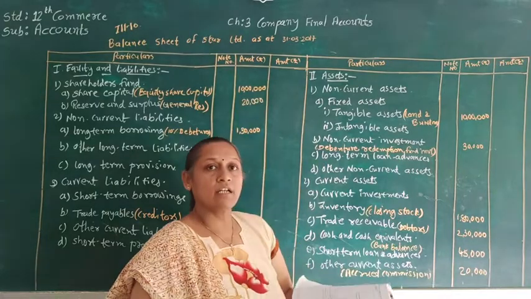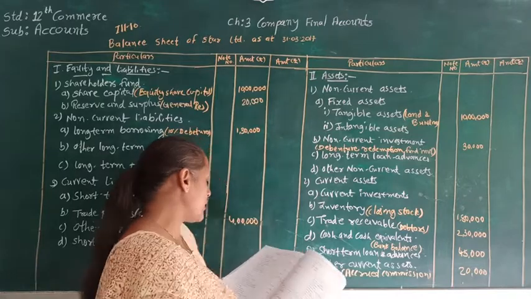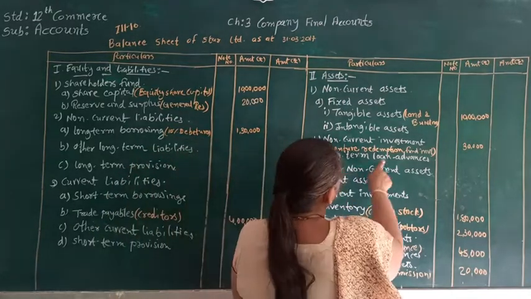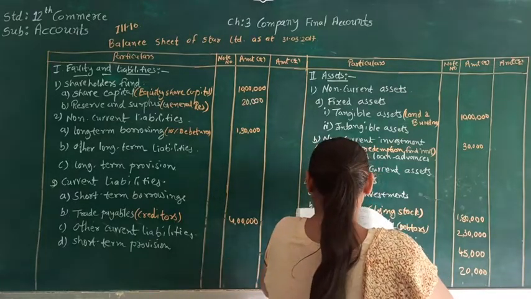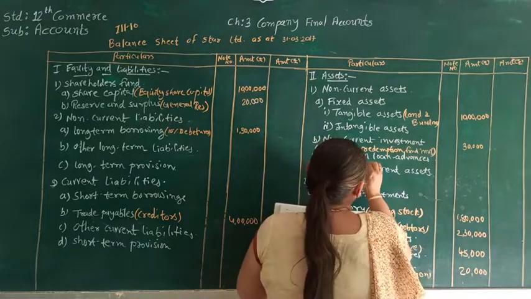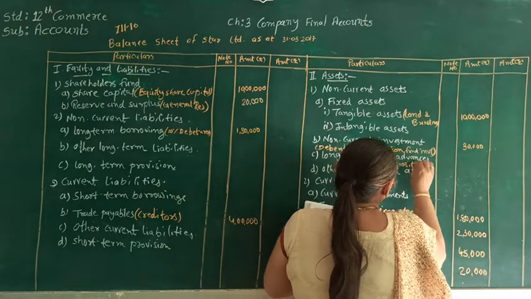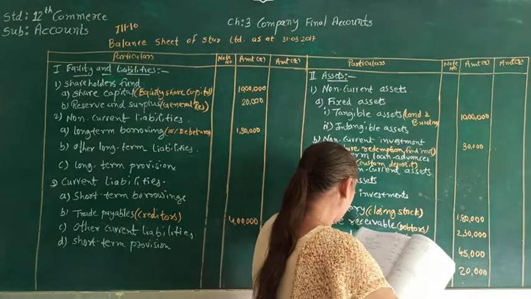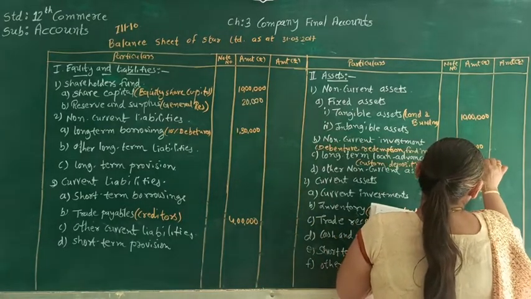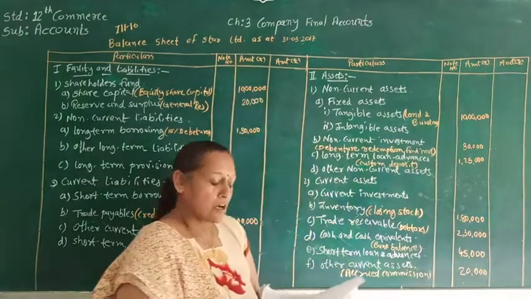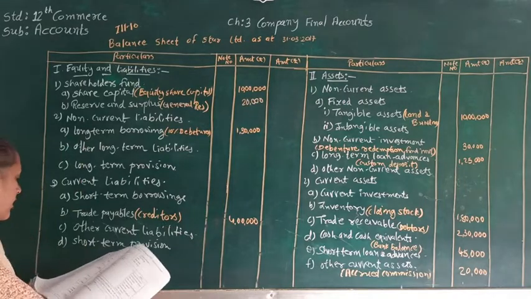After that, the other balance given to us is customs deposit, and customs deposit is a long-term advance. So that will be written under the head long-term loans and advances, customs deposit, and the amount of the customs deposit is 1,25,000.